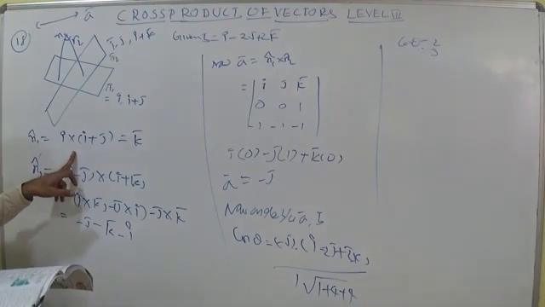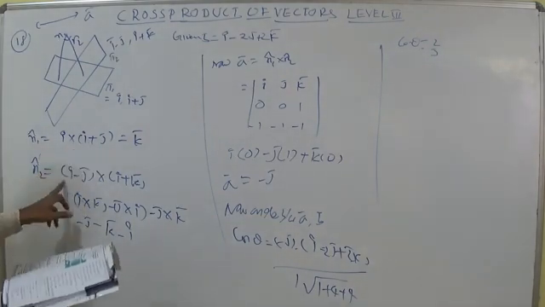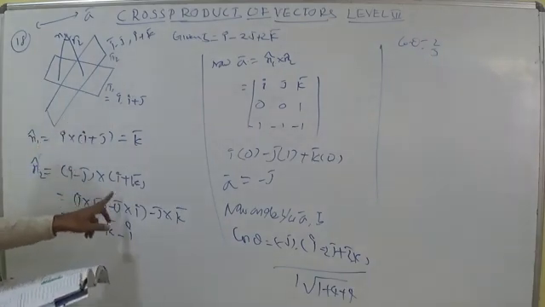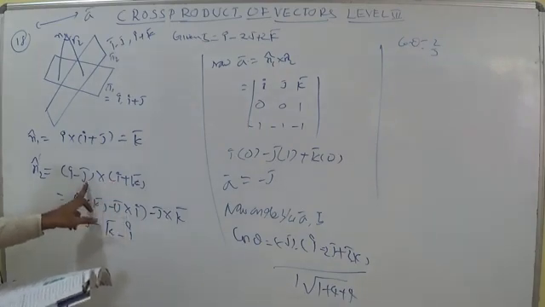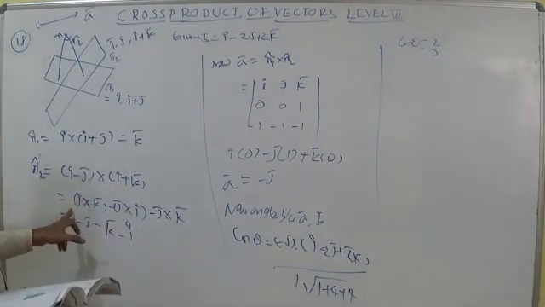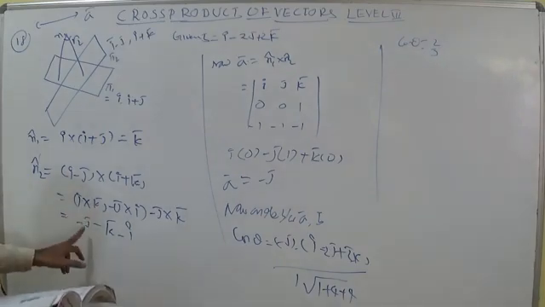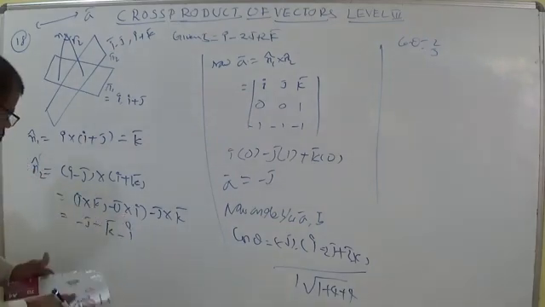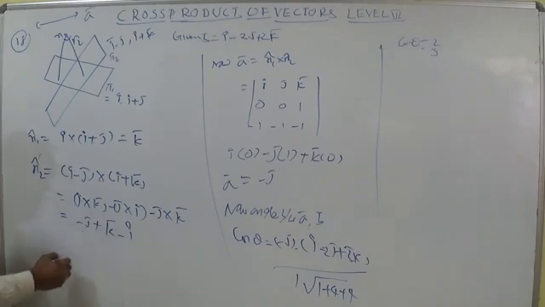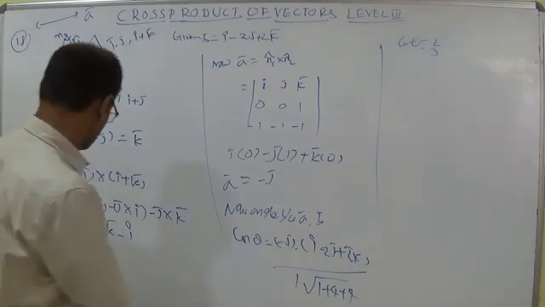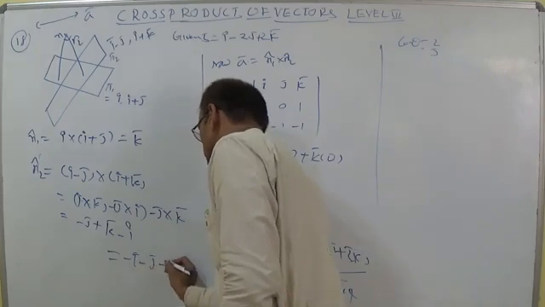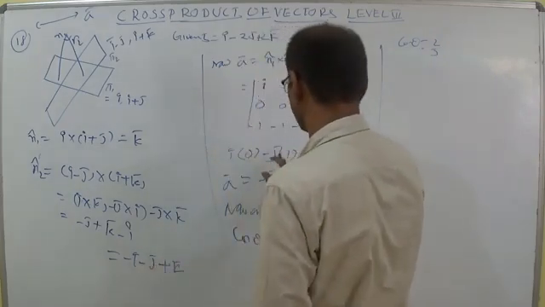i cross i is 0, no need, right? i cross j is equal to k. Next, (i minus j) cross (i plus k): i cross i minus i cross k minus j cross i minus j cross k. k cross i becomes j, so i cross k is minus j. j cross i becomes minus k, so minus of minus is plus k. Minus j cross k; j cross k value is only i, it is okay. Then we can write here minus i. Minus i minus j plus k.